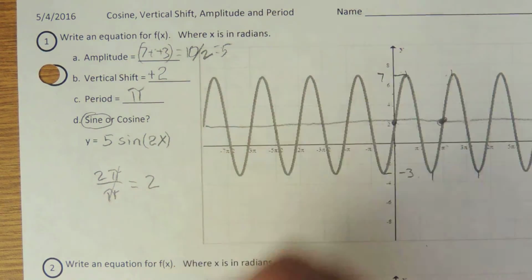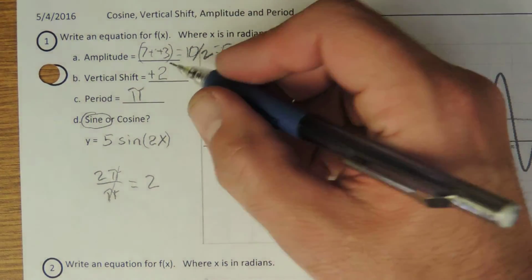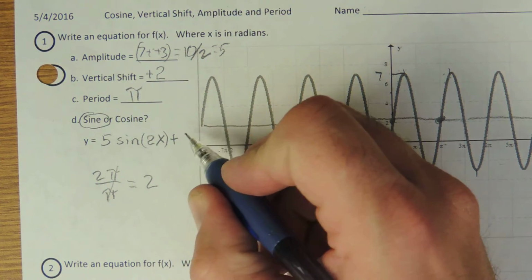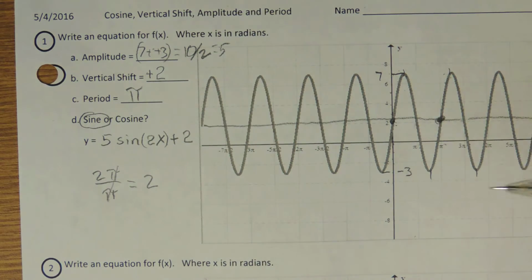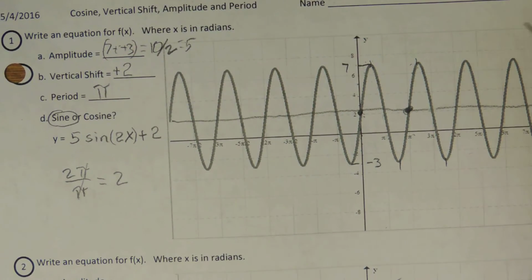So I put the 2 next to my x, and then I add or subtract my vertical shift. If the vertical shift is positive, we add it. If the vertical shift is negative, we subtract it. Go ahead and do the rest of the paper, and let me know if you have questions.